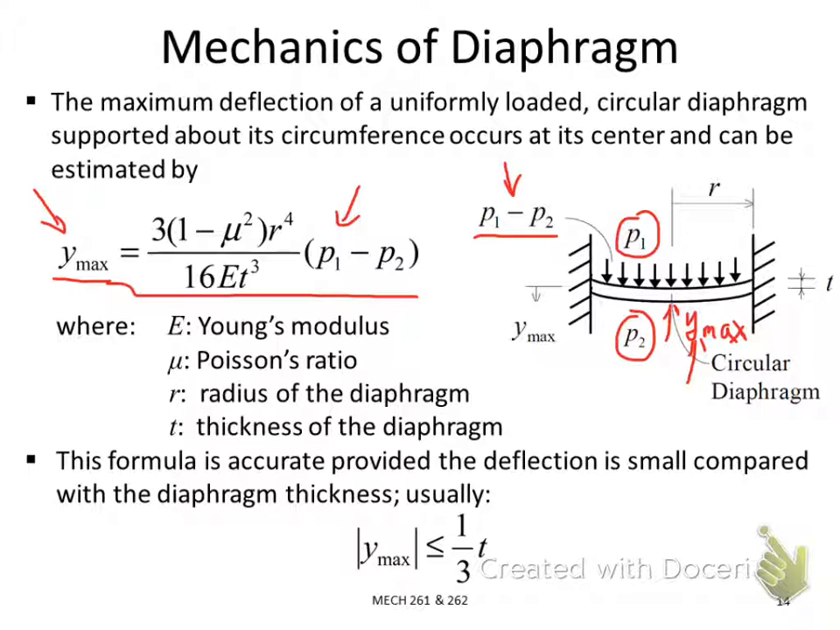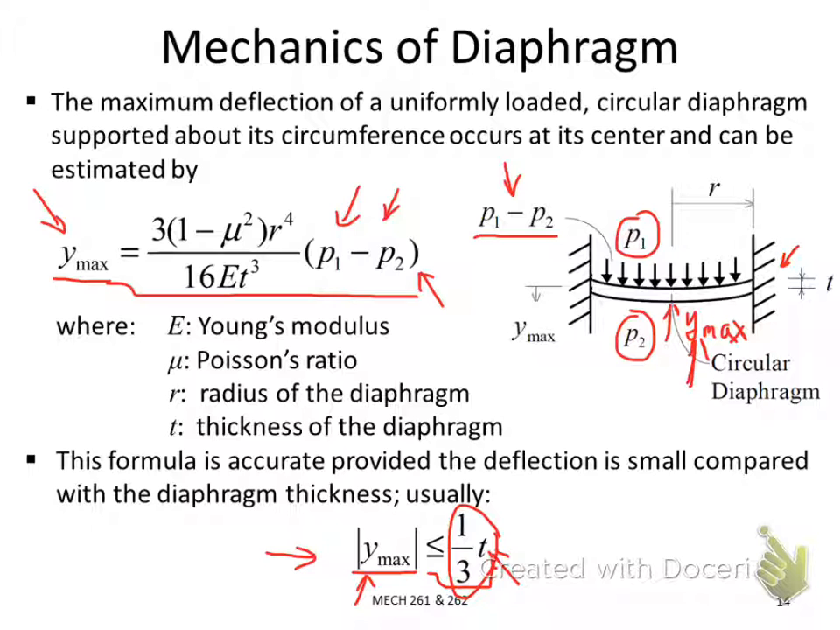So you need to make sure this maximum deflection here has to be small enough. If it is too large, the diaphragm will not be in the small deformation range, so this equation will not hold anymore, or will not be very accurate anymore. This is the condition for the formula to hold to give you an accurate result: your maximum deformation in the center of the diaphragm has to be smaller than 1/3 of the thickness. T is the thickness of the membrane.